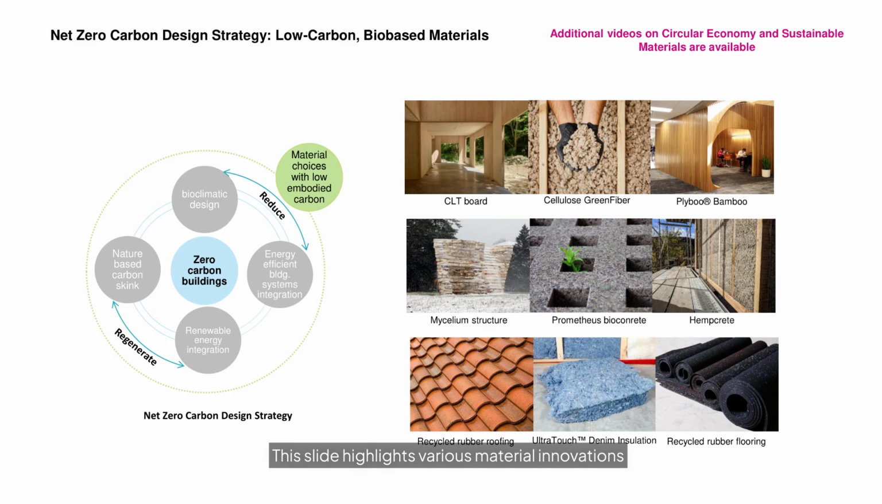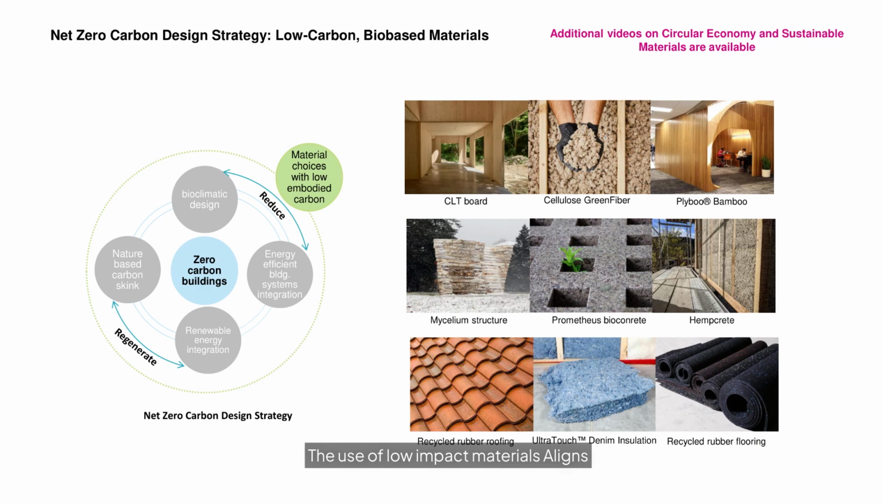This slide highlights various material innovations that significantly reduce embodied carbon. Additional videos on circular economy and sustainable materials are available. For example, bamboo and CLT, cross-laminated timber boards, are renewable, low-carbon alternatives to traditional flooring and structural materials. Mycelium and bioconcrete materials are breakthrough materials that not only reduce carbon but also regenerate building materials. Recycled materials such as recycled rubber roofing and denim insulation are creative examples of turning waste into functional building materials.